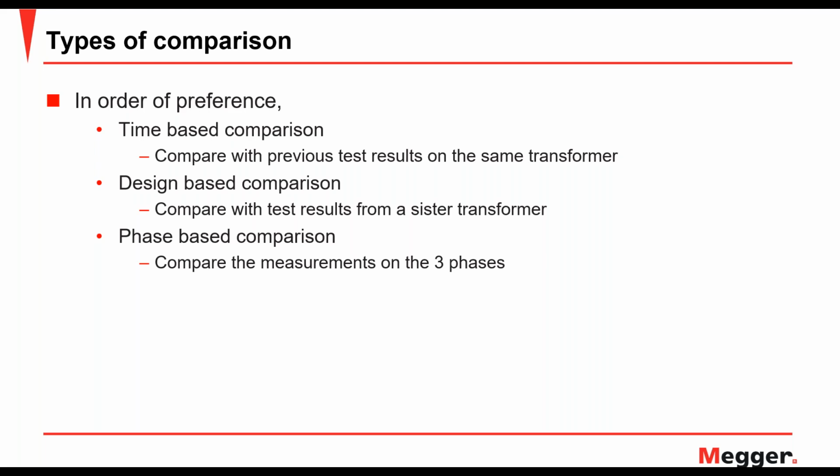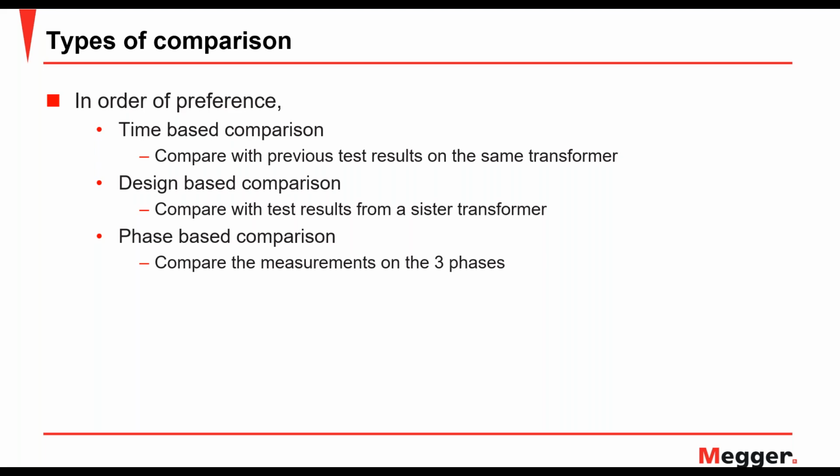The other way of doing a comparison is a design-based comparison, where we compare the test results that we get on that particular transformer with a sister transformer. A sister transformer is a transformer which was manufactured as part of the same work order. So it was manufactured by the same manufacturer, has the same design, same materials were used. So it should have very similar responses, and the test results from a sister transformer can certainly be used for comparison.